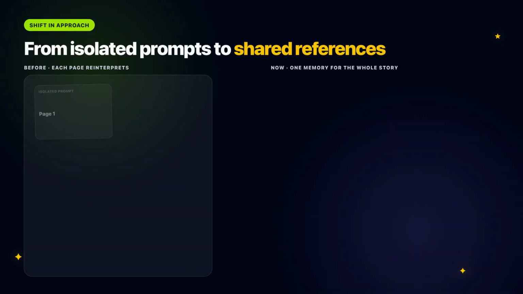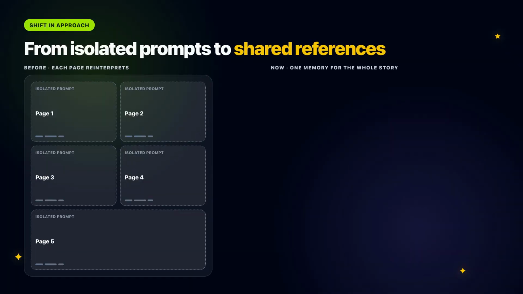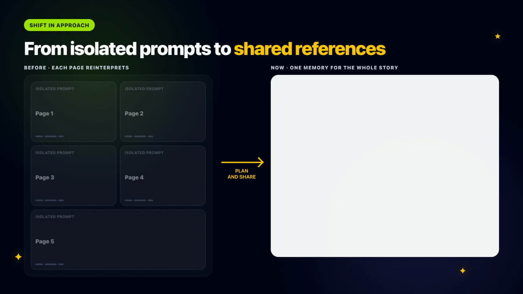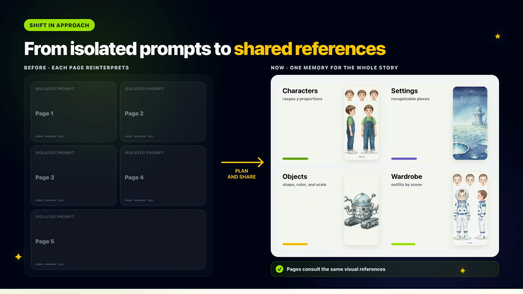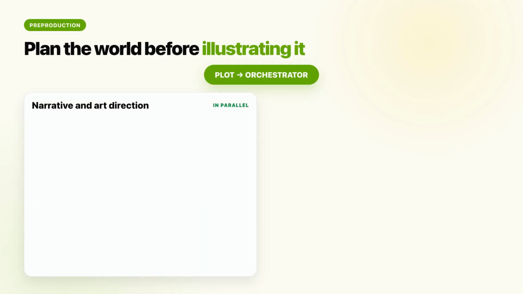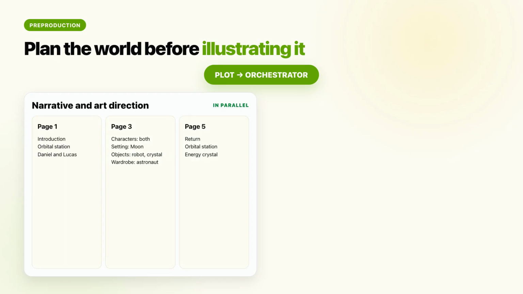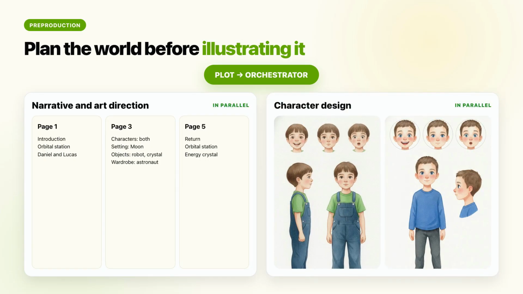To reduce these differences, improving the text of each prompt is not enough. The system needs to plan the full story, decide which elements repeat, and build a visual memory before illustrating the pages. At Buklea, generation begins with a phase similar to film pre-production. A narrative and art director divides the story into pages, defines what happens in each one, and detects which settings, objects, or clothing changes will repeat. At the same time, a designer creates the character sheets, views, expressions, proportions, and base appearance.